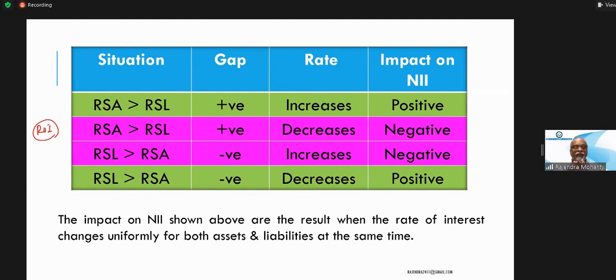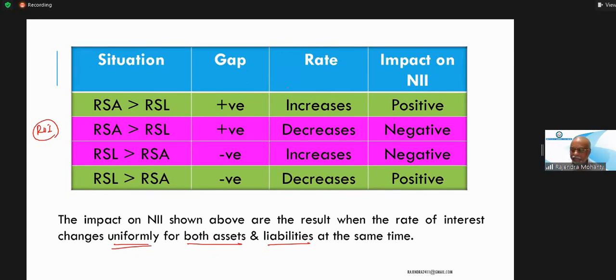The second question was that everywhere a 1% fall is there. For such, see, it is written here: the impact on NII shown above is the result when the rate of interest changes uniformly for both assets and liabilities. If the changes are different, this formula will not be applicable. Okay. So if the rate changes, you can consider that RSL is greater than RSA, increase. Is it, sir? RSL is greater than RSA. It is increasing. NII.